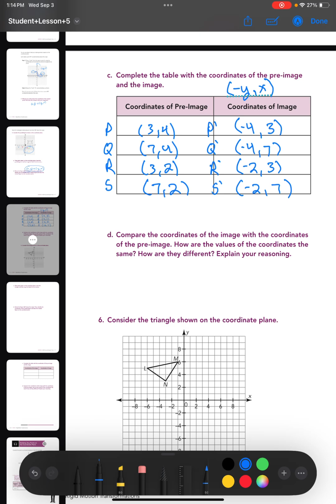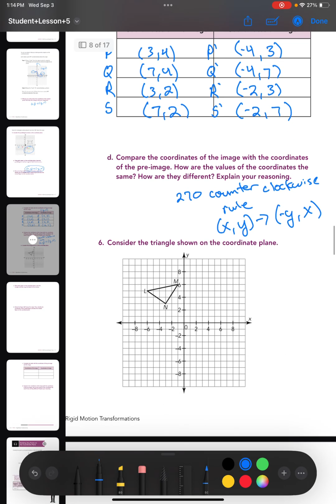So compare the coordinates. How are the values the same? How are they different? Again, the 270 degree rule, counterclockwise rule, is (x, y) becomes (negative y, x). And that will find you the points of your figure rotated 270 degrees counterclockwise.